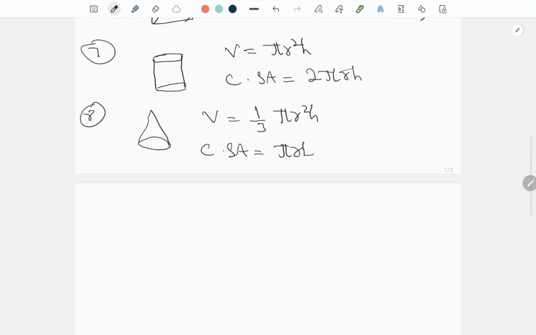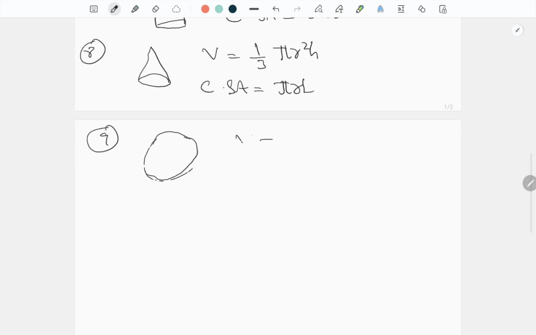Now we talk about the ninth one, that is the sphere. The volume of the sphere is very important. In a lot of exams this question is repeated: calculate the volume of the sphere. The formula is 4/3 pi r cube. And the surface area is 4 pi r square. It is very simple to remember, just the difference of 3 between volume and surface area.